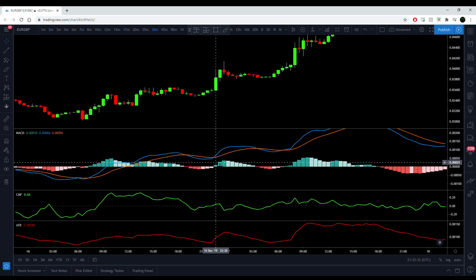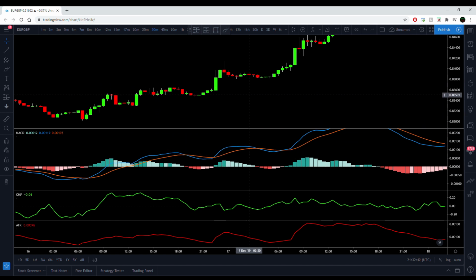But we must first consult the Chaikin money flow. Is it above the zero line? Can we go long? Yes, it is. So this is going to be a long entry signal on this candle.